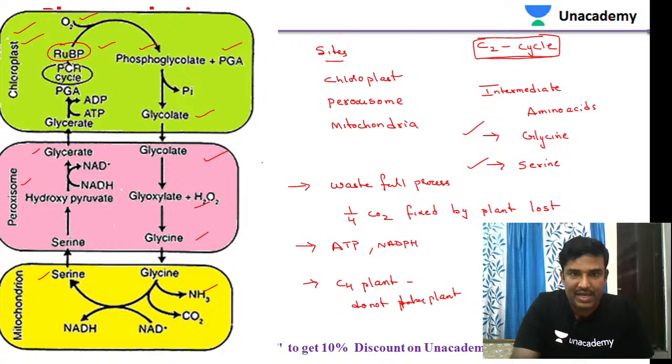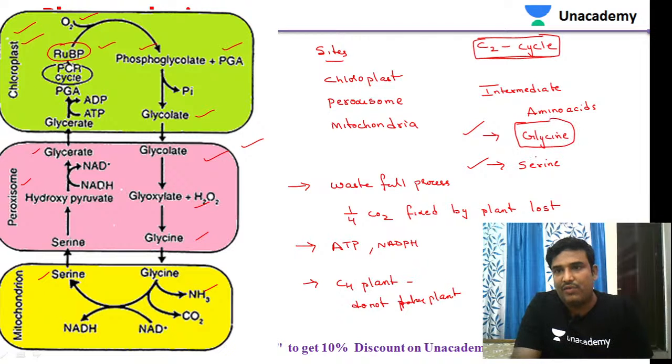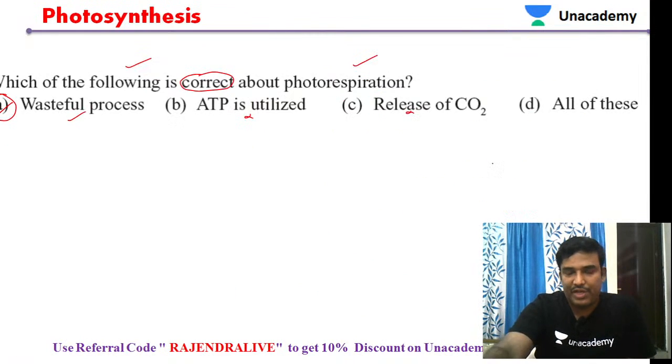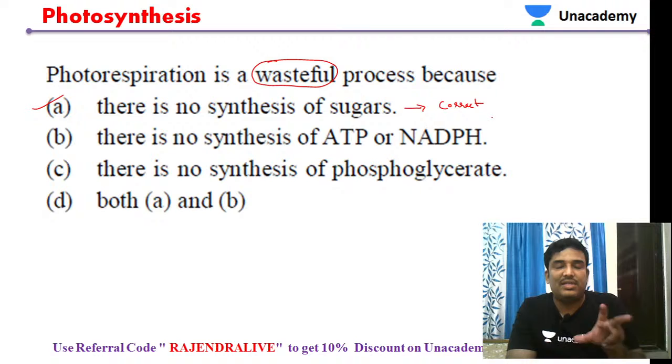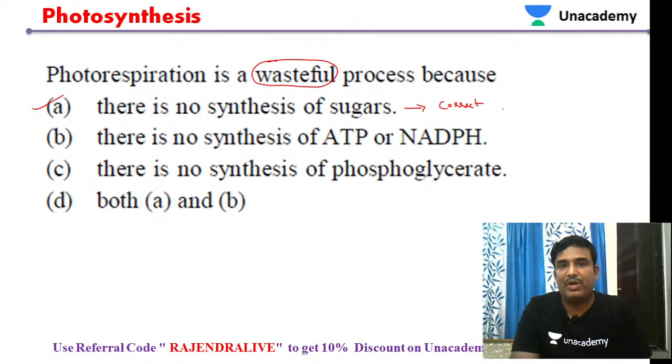We can see in the diagram here, nowhere is the synthesis of sugars taking place. Only glycine and serine are the intermediate amino acids we have seen here. These are the intermediate amino acids involved in photorespiration, but there is no production of any sugars in this process. The main purpose of photosynthesis is to synthesize sugars, and photorespiration is also a part of photosynthesis, but there is no synthesis of sugars. Because of that reason, it can be considered a wasteful process.